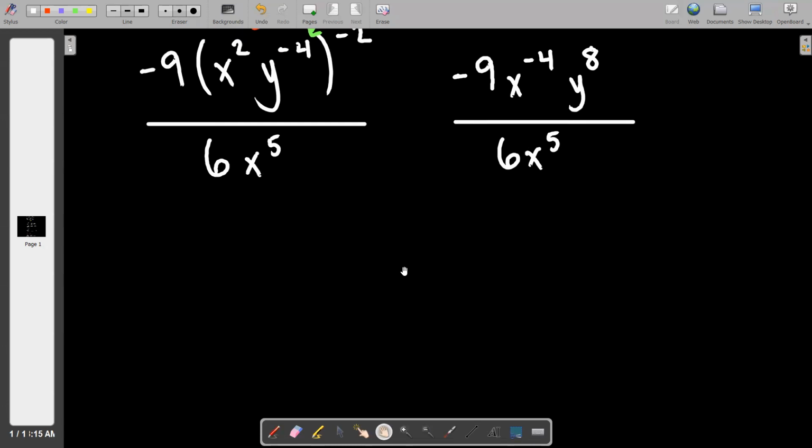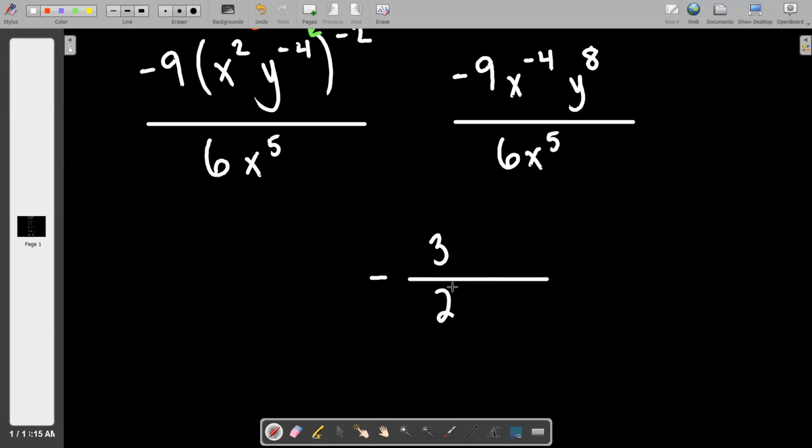So we got to consider all the easy stuff, like the negatives. There's only one negative, so it's not going to cancel out. So overall, I look at my answer and say, you're a negative. And we'll get that out of the way. Now, what can 9 and 6 reduce to? 3 and 2. Divide them both by 3. You get 3 and 2.